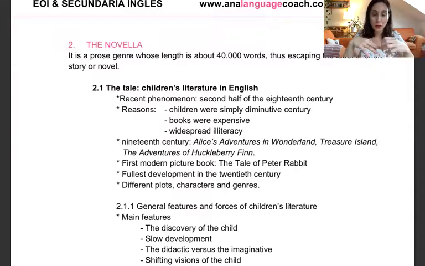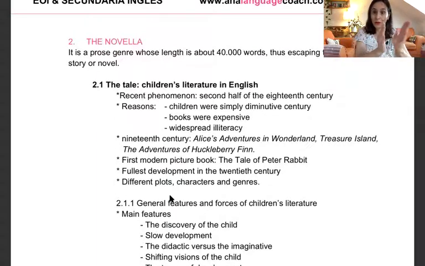First modern picture book, The Tale of Peter Rabbit. Fullest development in the 20th century, with different plots, characters, and genres. And I think tales are essential also for our own development of literature and telling stories. So that's why it's being placed here. And because it's kind of short, short stories, tales sometimes could also be called a novella.